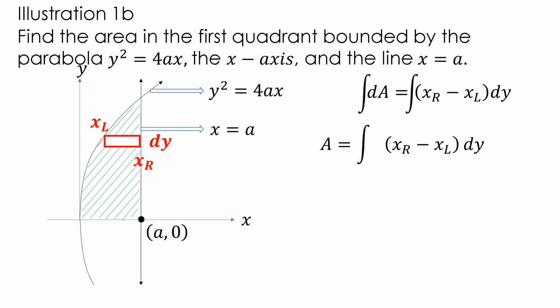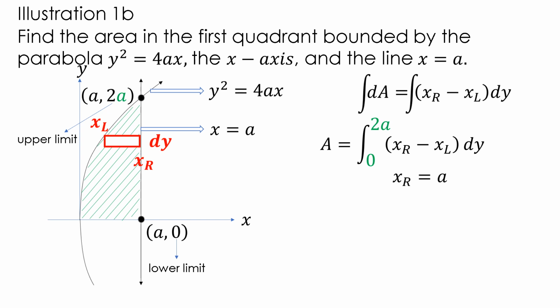If we consider the point of intersection of the x-axis and the line x is equal to a, the coordinates will be a, 0. 0 is the lower limit of the integral. The other point of intersection is the intersection of the line x is equal to a and the parabola y squared is equal to 4ax. And the coordinates will be a and 2a. 2a is the y coordinate, and it is the upper limit of the integral, which is 2a.